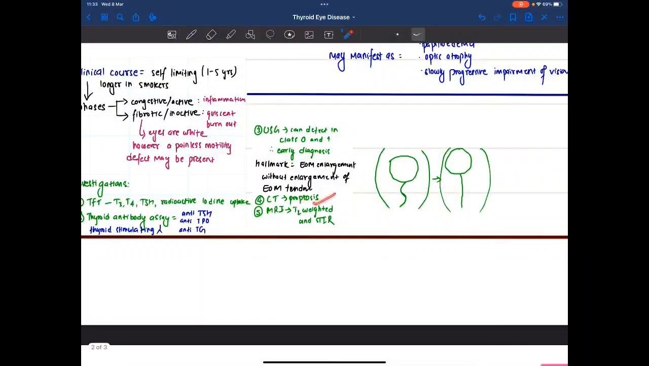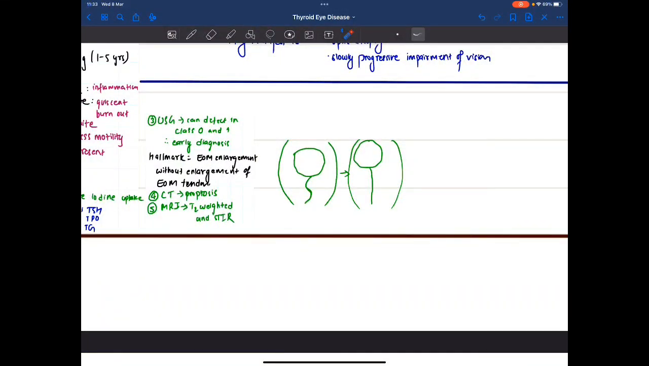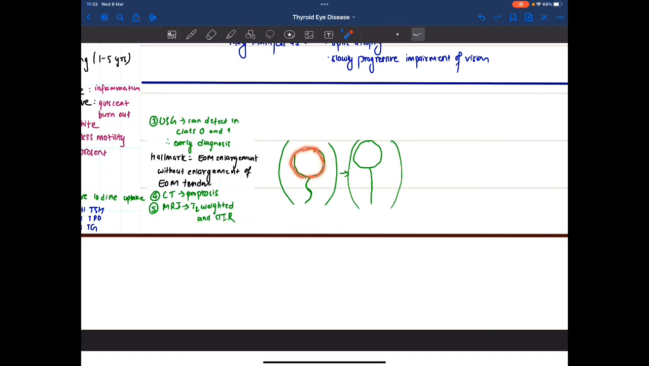In CT, you can see proptosis. You can also do MRI, T2 weighted and STIR. So this is the globe and this is the orbital part of the optic nerve. The length of the optic nerve from the posterior pole of the globe to the orbital apex is longer than this distance, so the normal nerve has a slight curve, which is accepted normally. But if you have proptosis, then this curve is straightened.